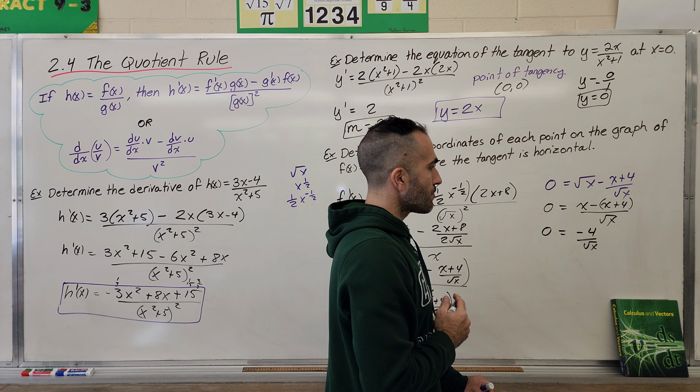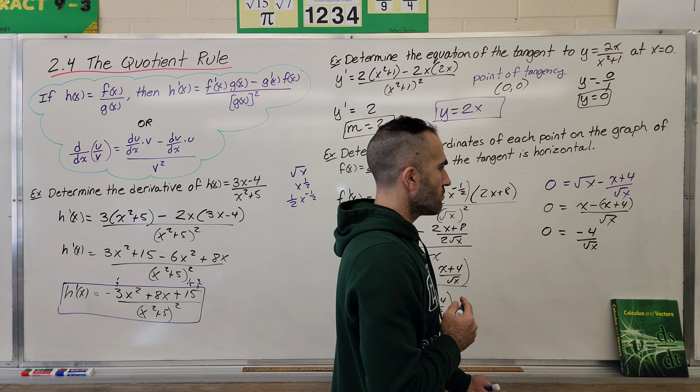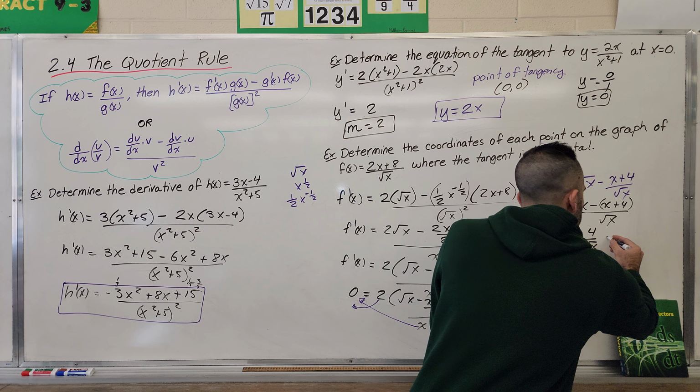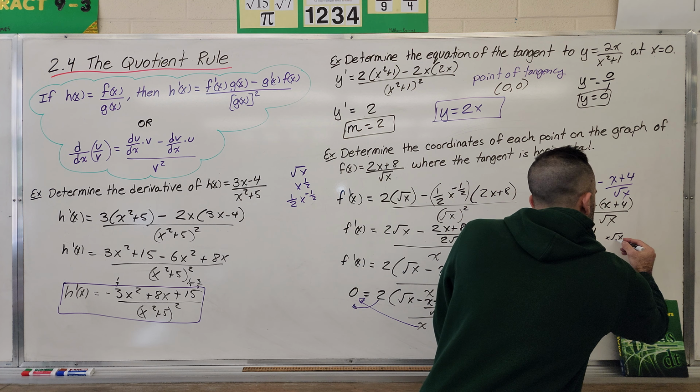Okay, now what? I guess I can rationalize root x over root x. 0 equals 4 root x over x. This is just going to be 0.